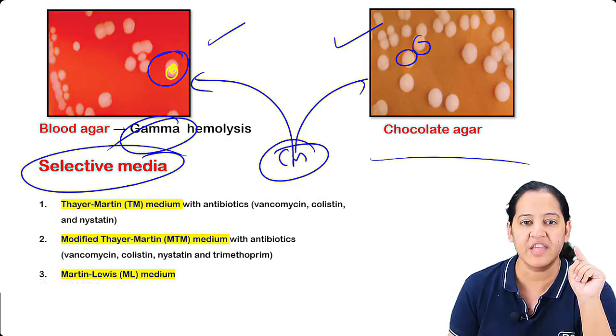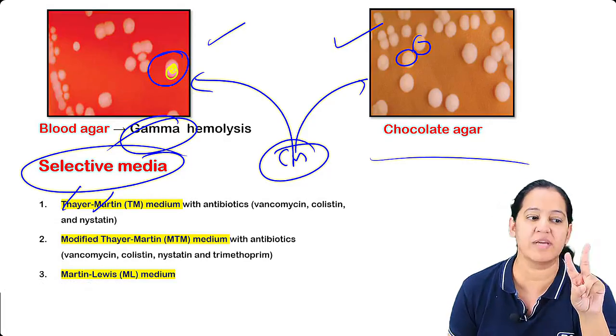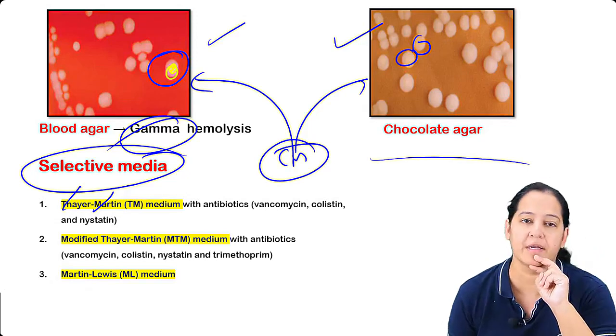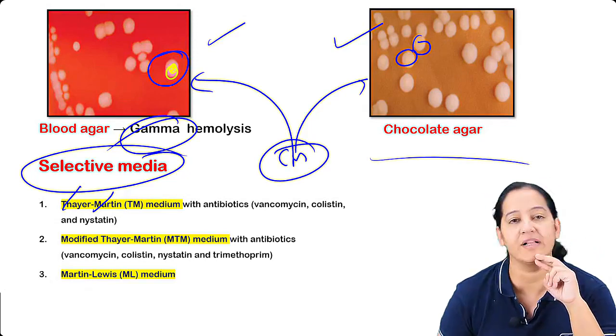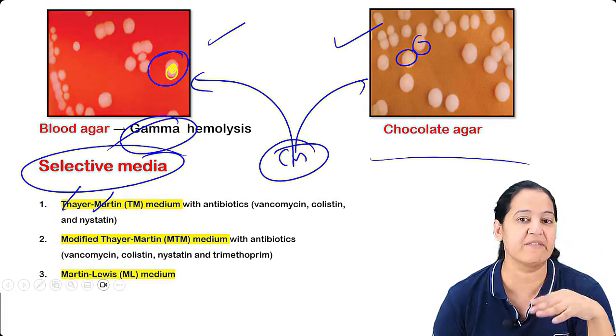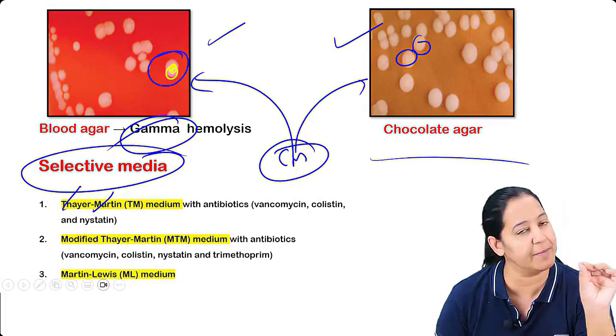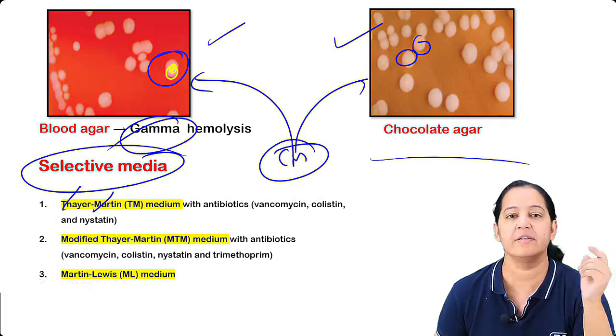है ना? Thayer Martin. Thayer and Martin are 2 scientists. They are best friends. Thayer और Martin दोनों ने जोड़ी बनाई और बोला चलो कोई कल्चर मीडिया खोजते हैं, है ना? They have discovered a culture media. Thayer and Martin together. They are best friends, है ना? So what they did, they took a blood agar only.